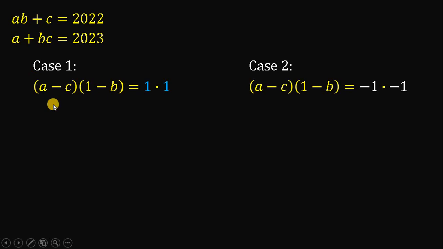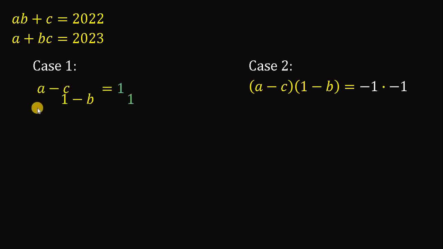Now, let's start with case number 1, wherein A minus C equals 1 and 1 minus B equals 1. Now, using the second equation, we can solve for the value of B. First thing to do is to subtract 1 on both sides. Now, 1 minus 1 is 0. Divide both sides by negative 1. This will give us the value of B must be equal to 0.